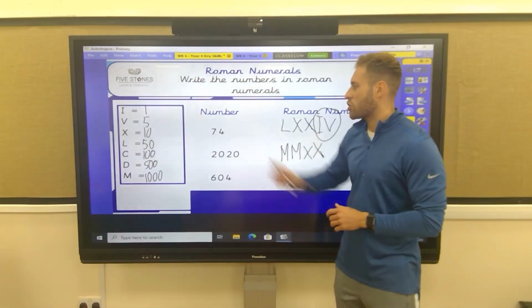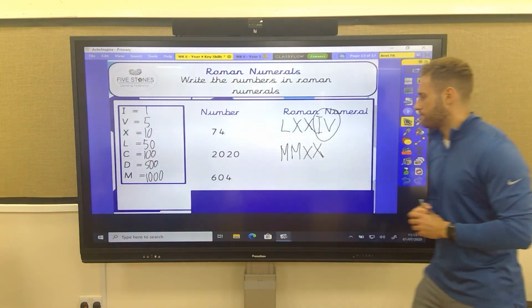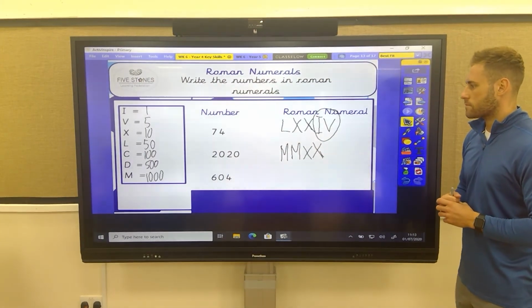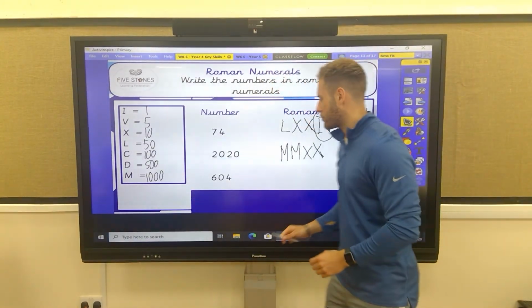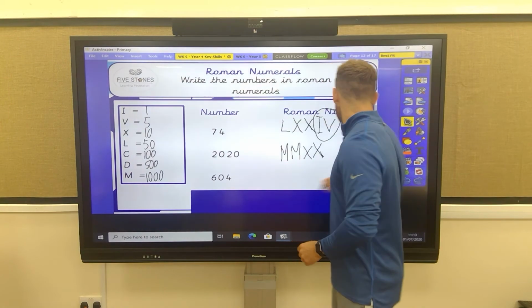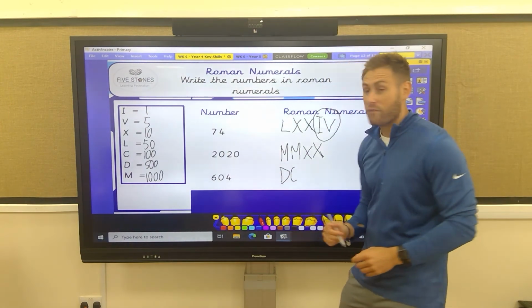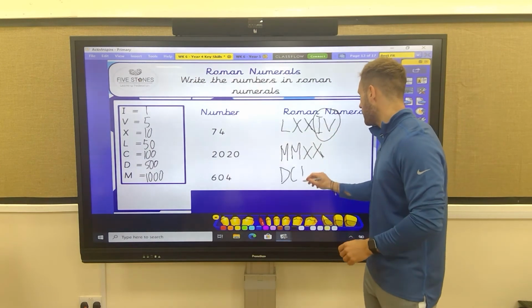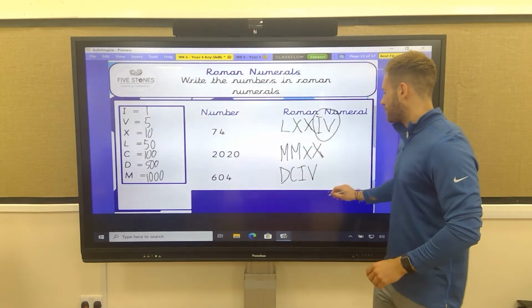604, again, use the key. Pause the screen, give yourself some working out time. Off you go. Right, 600 is actually made up of 500 and 100. So we use the 500 for the D, the 100 with the C, and the 4, remembering 4 from before, 1 before 5, which is 4.